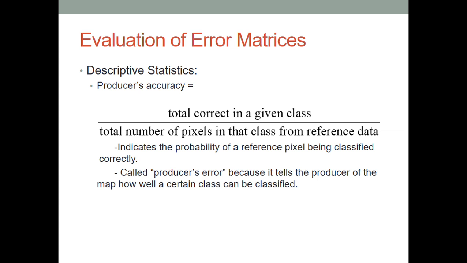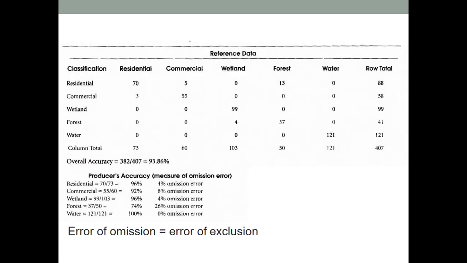This indicates the probability of a reference pixel being classified correctly, and this is called the producer accuracy, because it tells the producer of the map how well a certain class can be classified. It shows you the detail of every class, what the errors are. Overall accuracy is overall, while producer accuracy is in more detail. It tells you which classes might contribute to the overall accuracy.